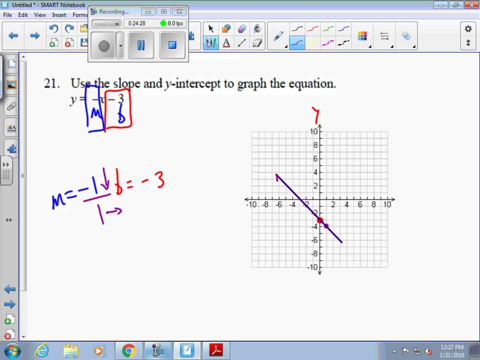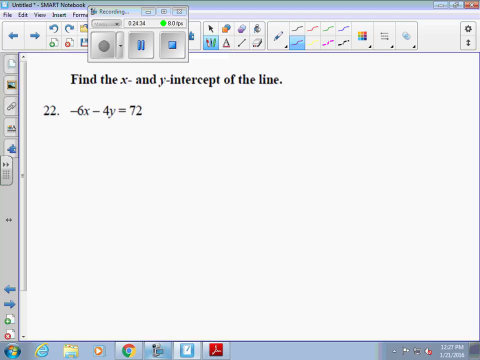And there's your graph. Y equals mx plus b. 21, find the x and y intercepts. This is a little bit quicker. X-intercept, you plug in 0 for the opposite one. So if you're looking for the x-intercept, you plug in 0 right here.